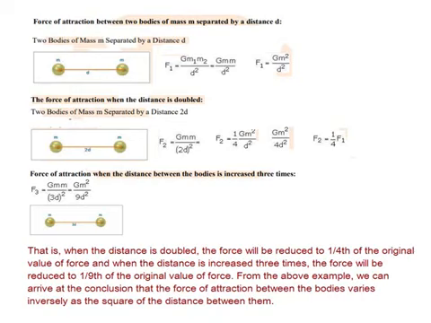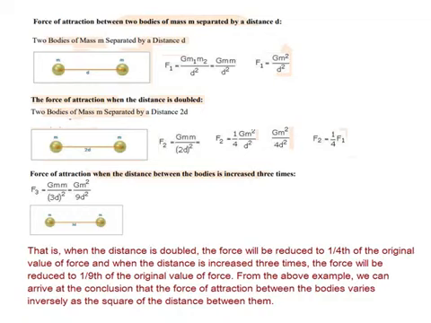Now look at the second picture. Now in the place of d, you have 2d. What does it mean? The distance is doubled. When the distance is doubled, d becomes 2d. Now substitute in the formula. Now the denominator 2d square will become 4d square. 2d into 2d will become 4d square.